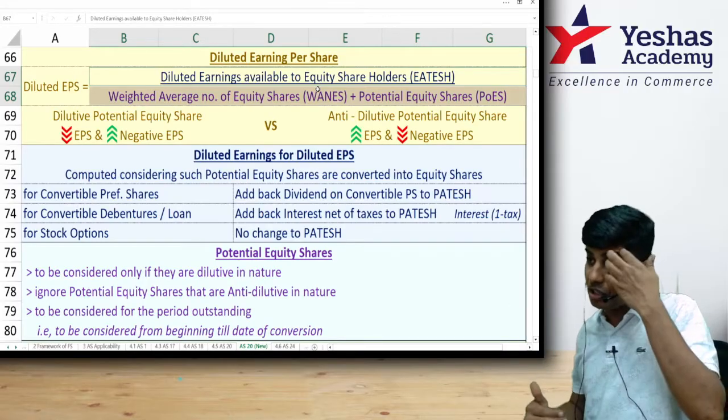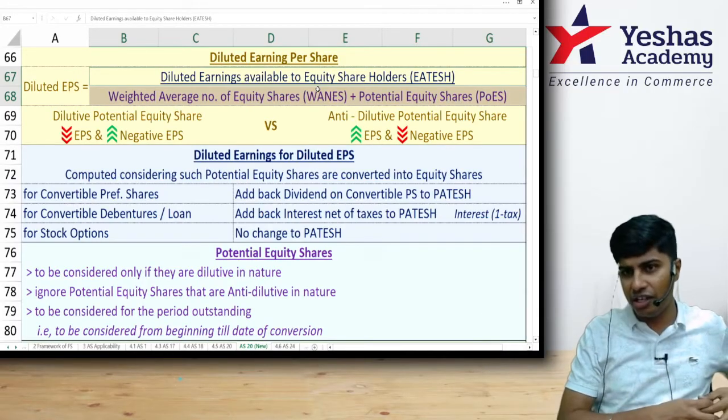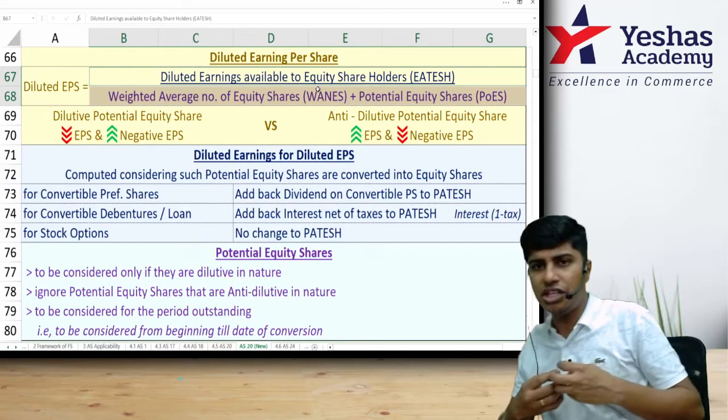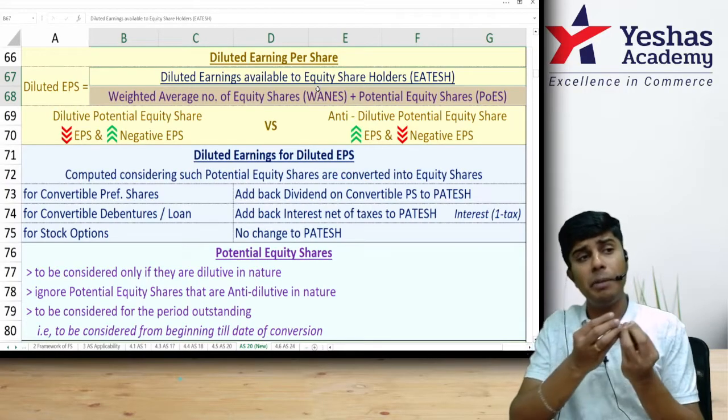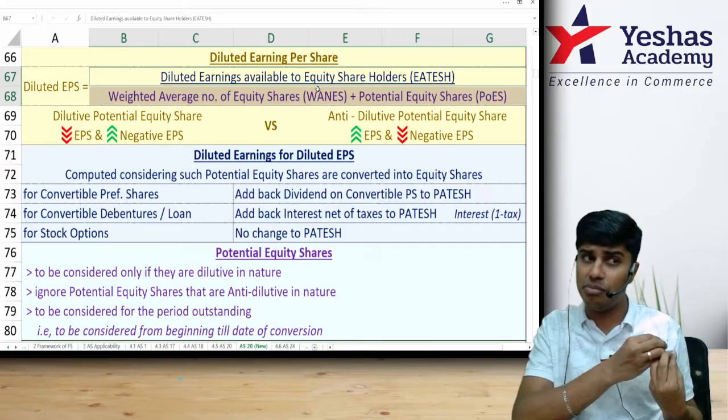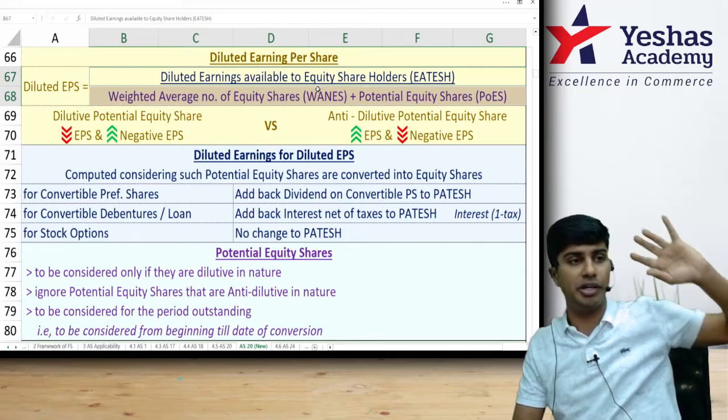If I am a preference shareholder, previously I would have taken preference share dividend. When I become an equity shareholder and join the denominator, my preference dividend, what I had taken from them previously, I will add it back to the numerator.